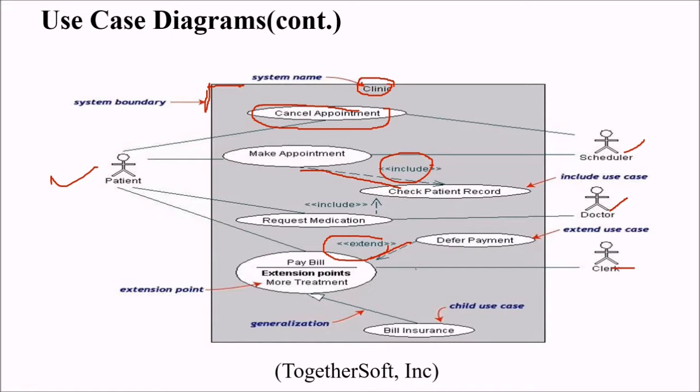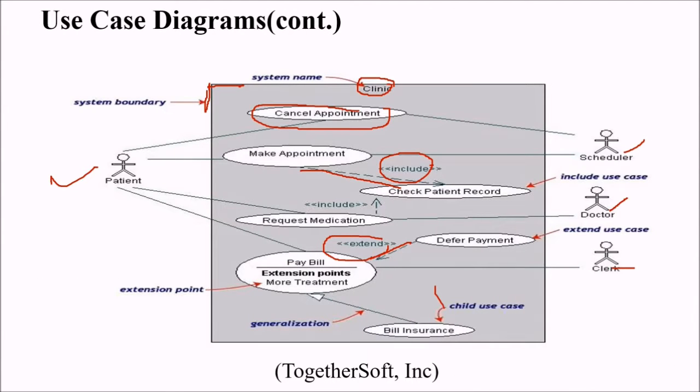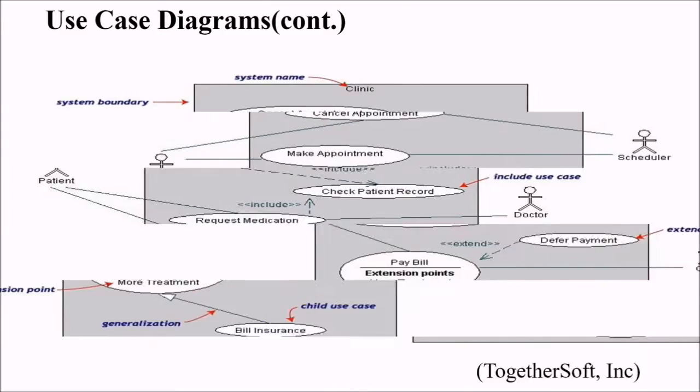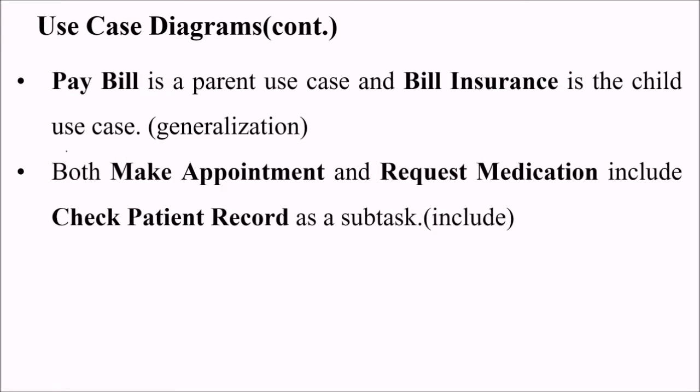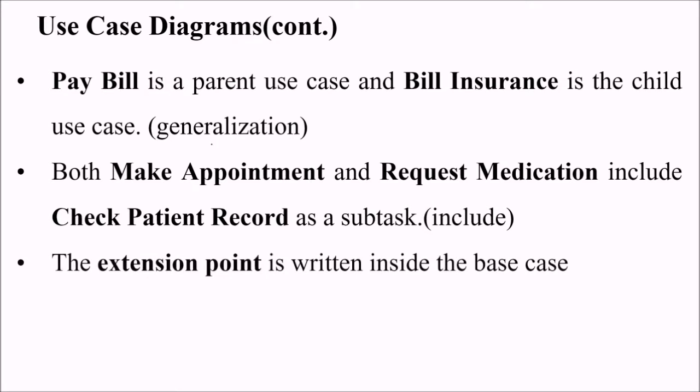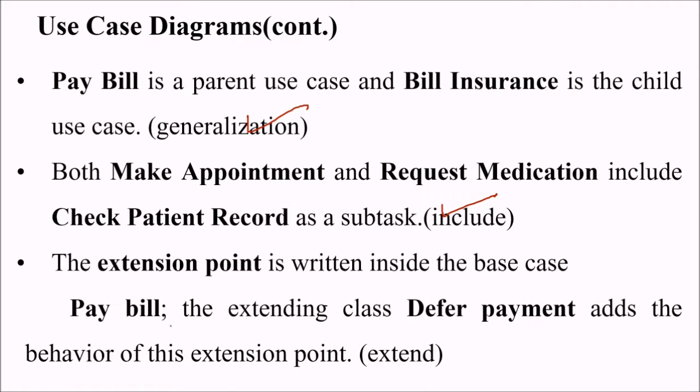So including and extending are also there. And generalization also, you can see there is a generalization. That is, bill insurance is generalized to pay bill. Okay, now use case diagrams, as we saw, pay bill is a parent use case and bill insurance the child use case. We just saw both make appointment and request medication include check patient record as a subtask. So we have an example of generalization and include. Please revisit the diagram again. The extension point is written inside the base case. In pay bill, the extending use case defer payment adds the behavior of this extension point, extend.